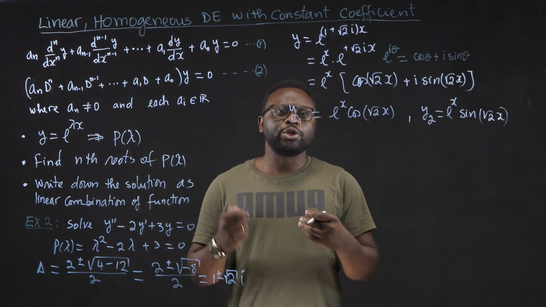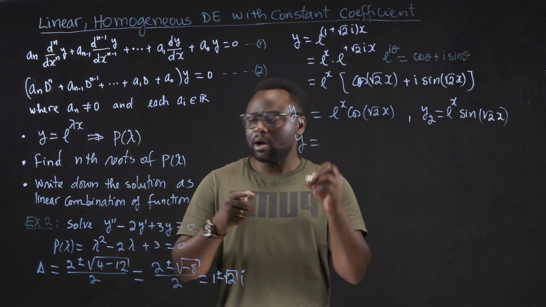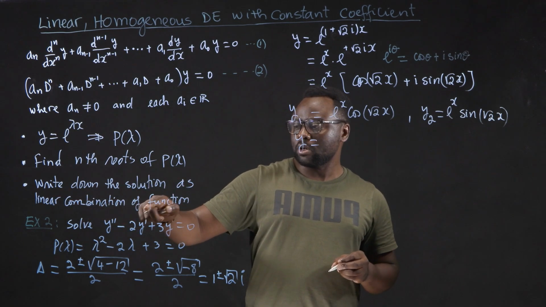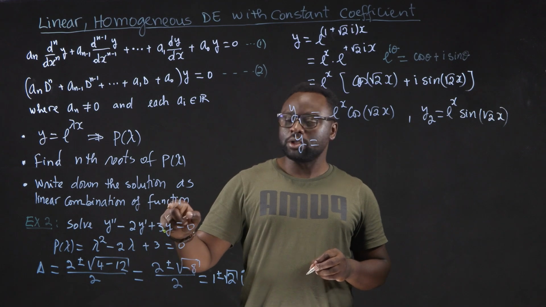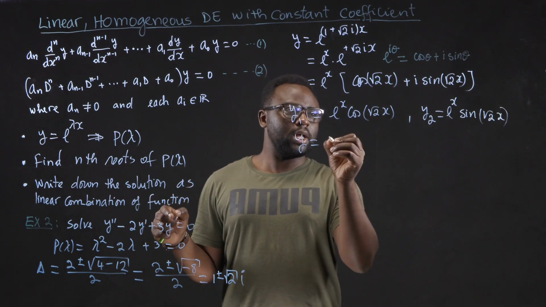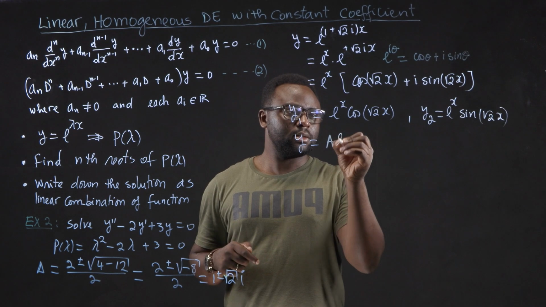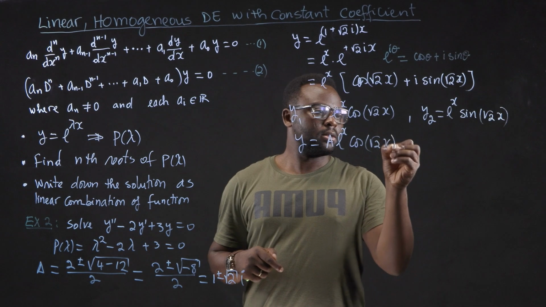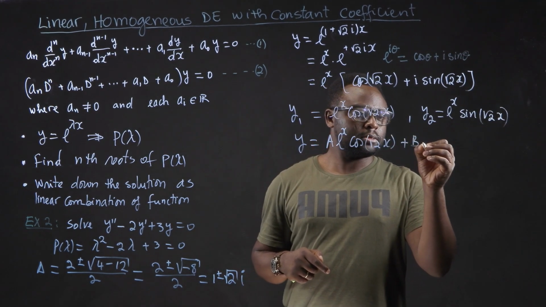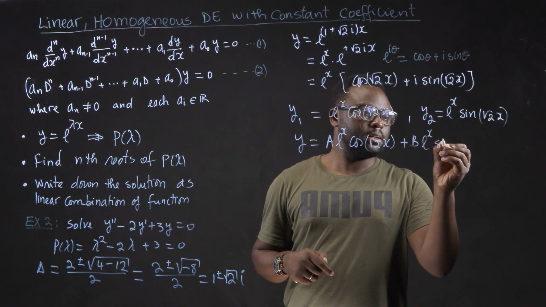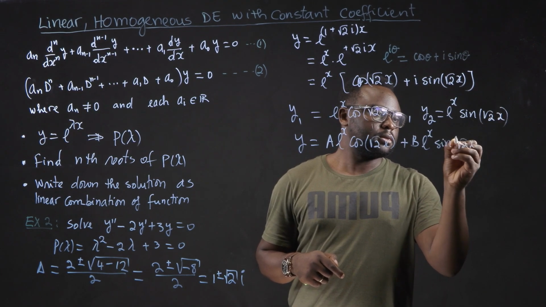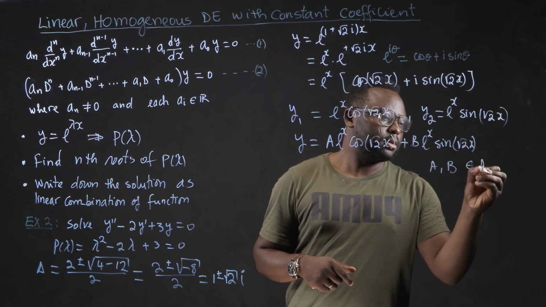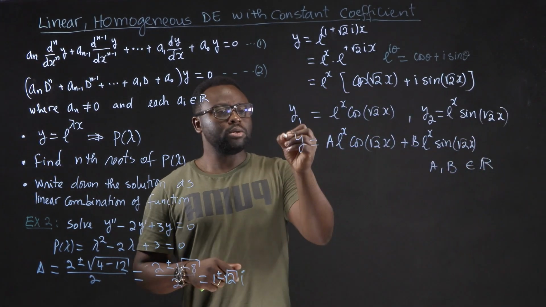So to write down now the general solution, we write this as a linear combination. As stated here, write down the solution as linear combination of linearly independent functions, okay? So this is a times y1, e to the power x cos root 2x, plus b times e to the power x sine root 2x, where a and b are real. All right, this is the solution.